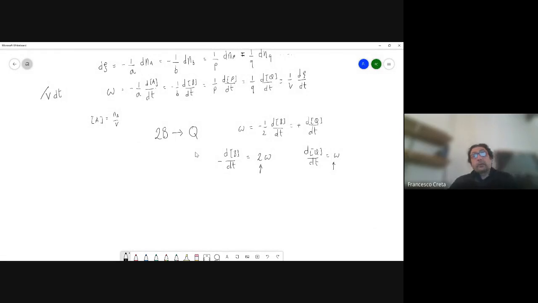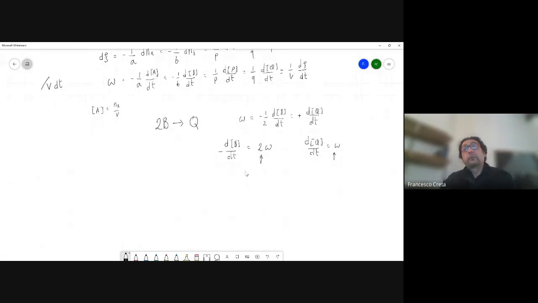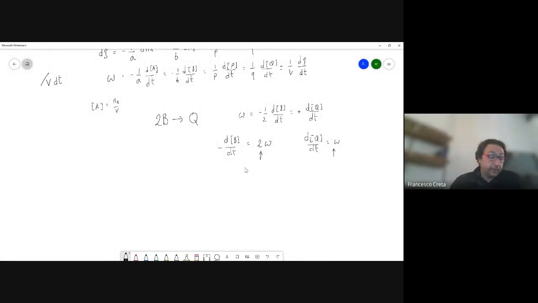So we can now generalize this rather simple concept to a generic reaction. So the reaction is always in the form sum of nu prime i M_i giving sum of nu double prime i M_i.